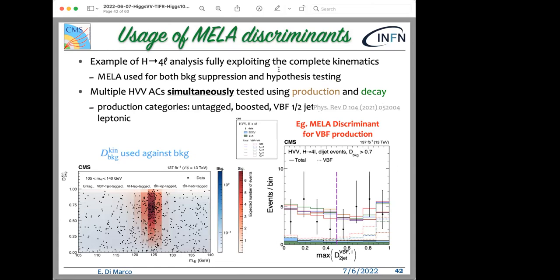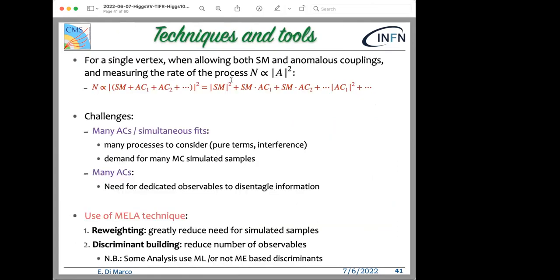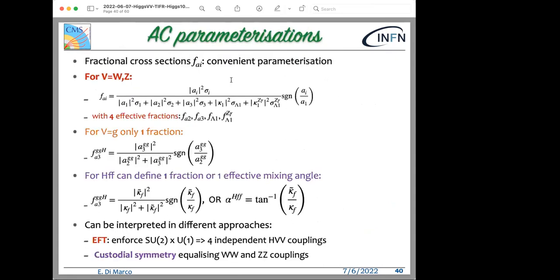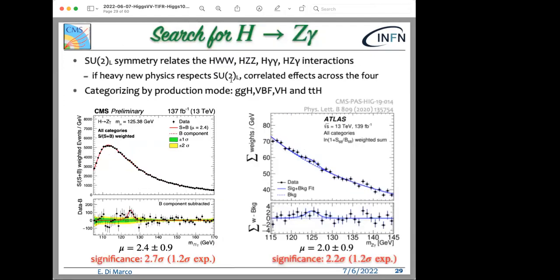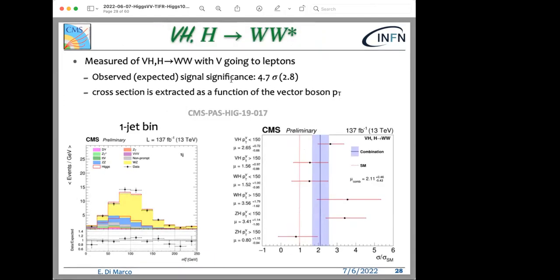But Emmanuel, when we are doing the STXS measurement for Higgs to gamma gamma, we are trying to find out this anomalous coupling. We are just starting the STXS measurement. There we are trying to use MELA, but we are just at the beginning. We are still understanding how to do it properly, how to use it.